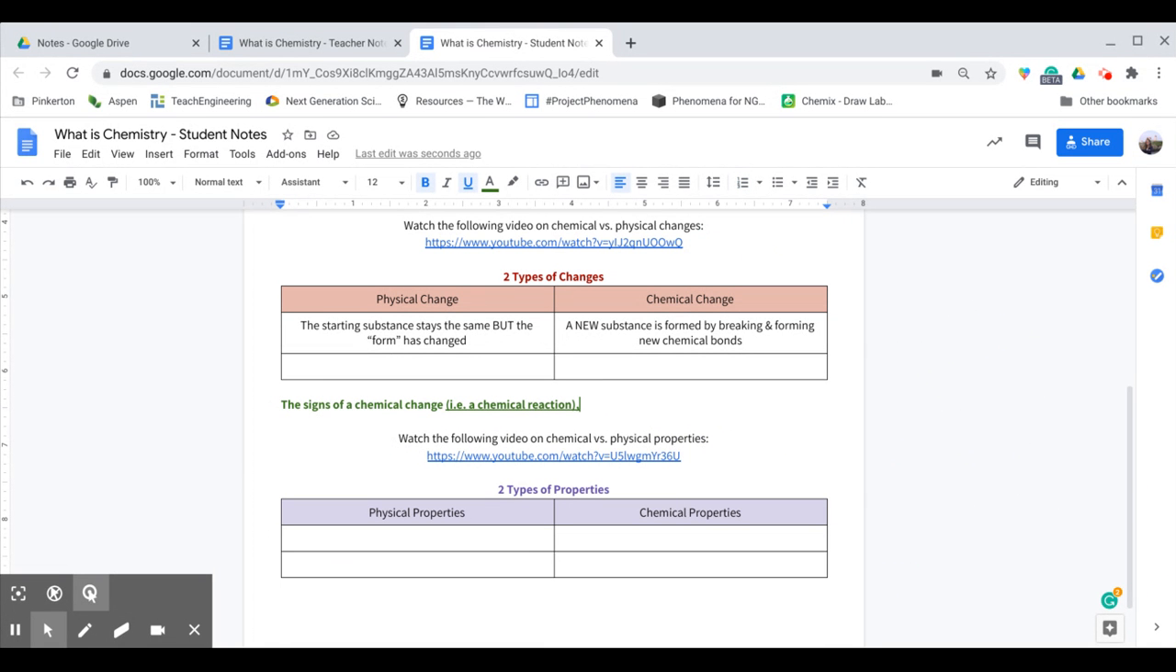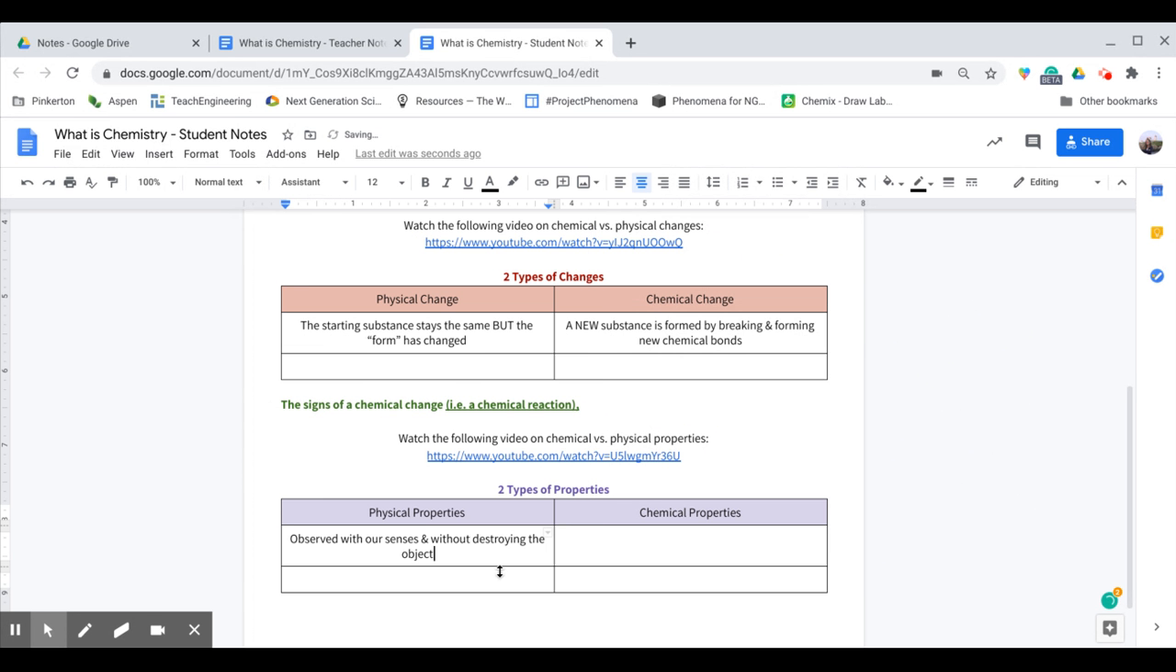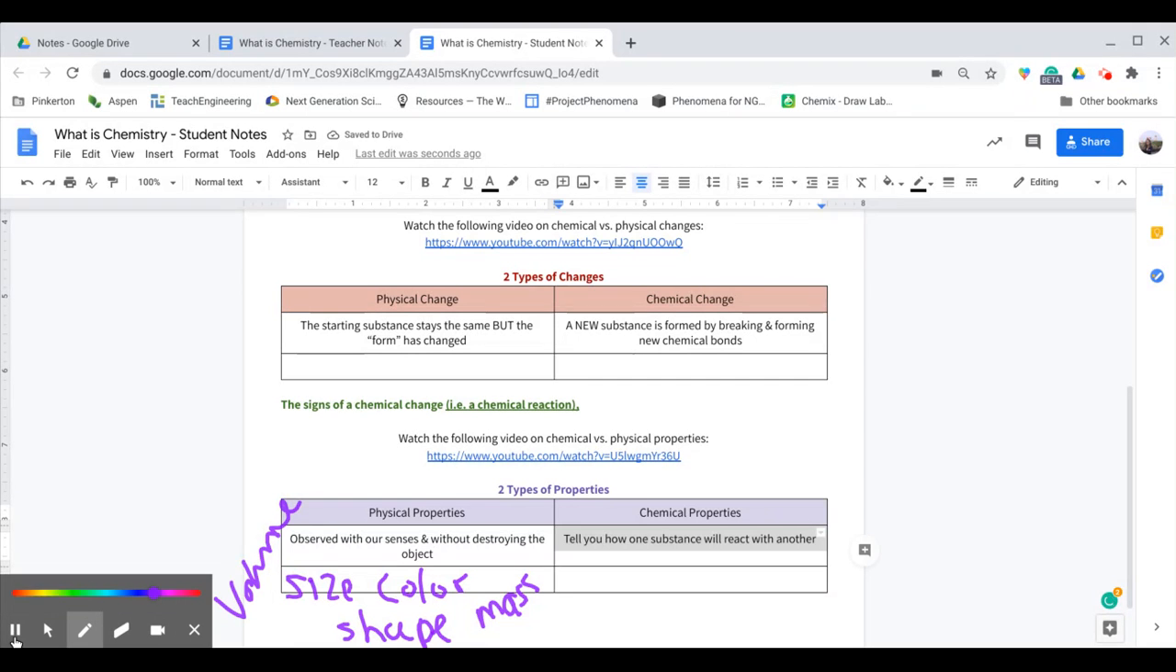And then last but not least, we have two different types of properties. So we have our physical properties or our chemical properties. So our physical properties are observable with our senses, and the object does not get destroyed in the process. So that's like size, color, shape, mass, volume.